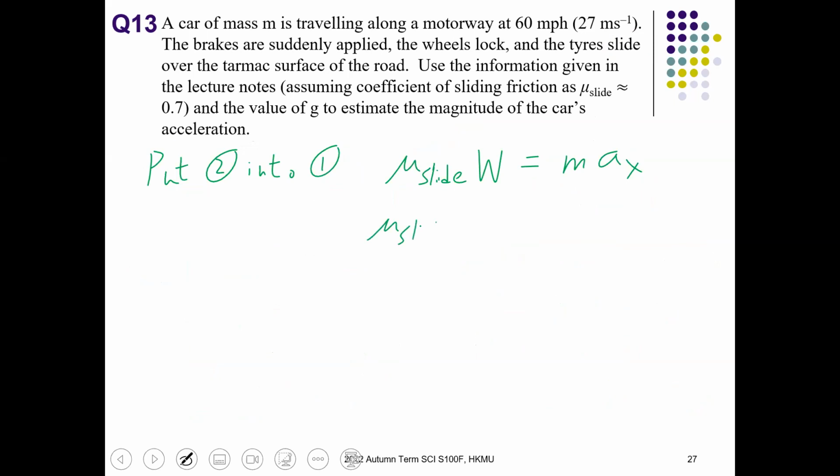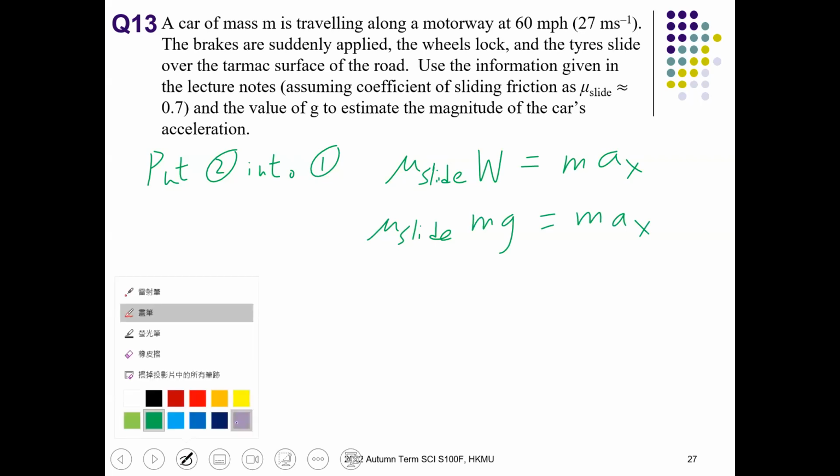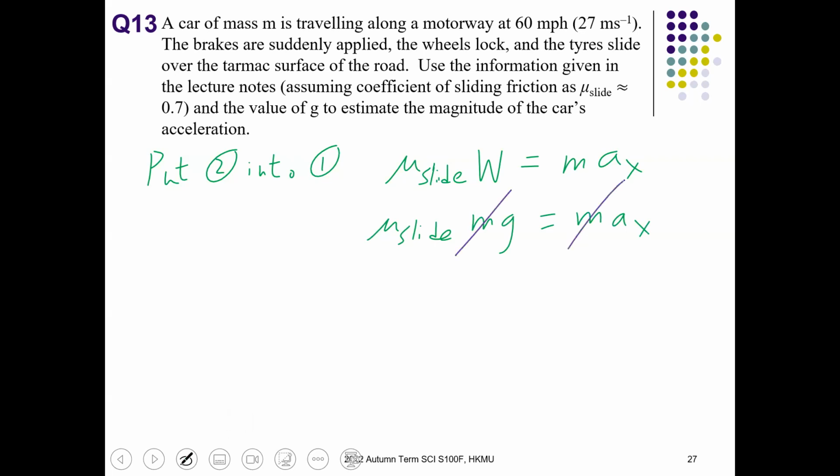The weight equals mg. On both sides of the equation, we simply eliminate m. Now this is what we have: the acceleration depends on the coefficient of sliding friction and the gravitational constant.